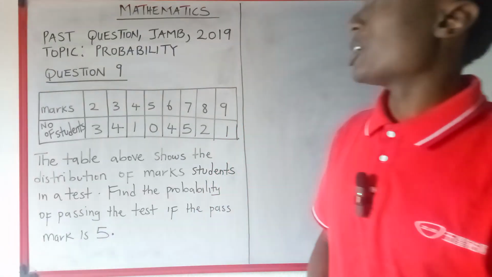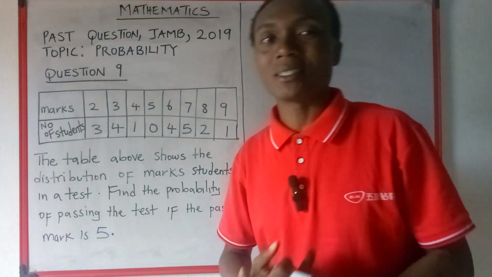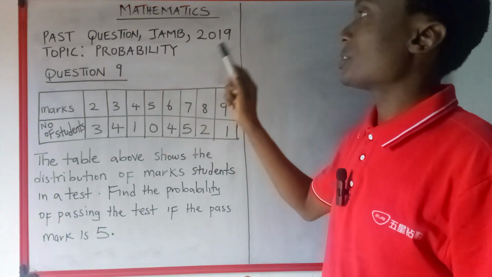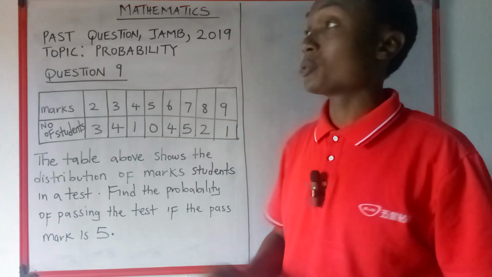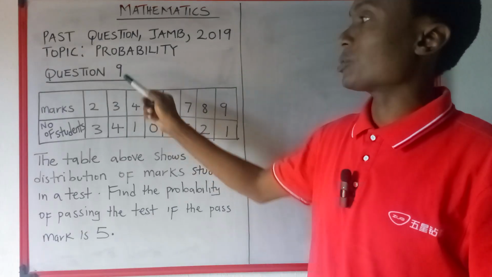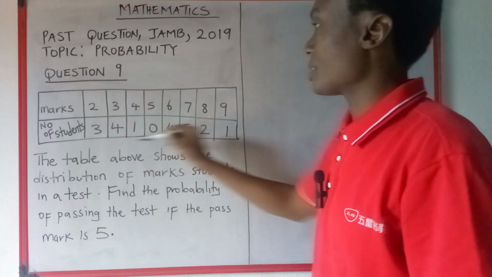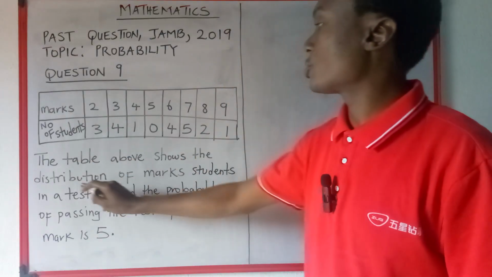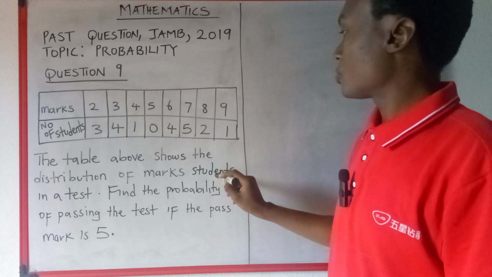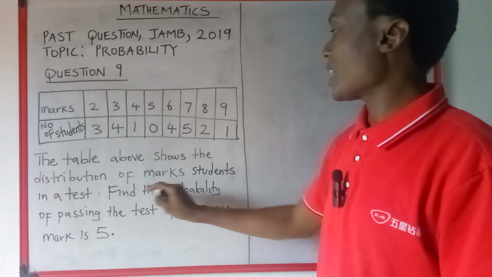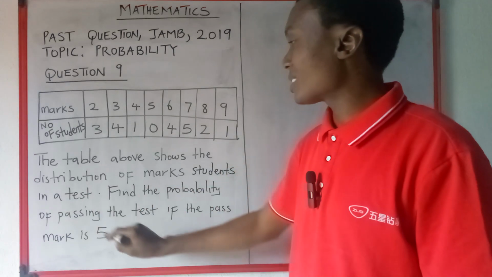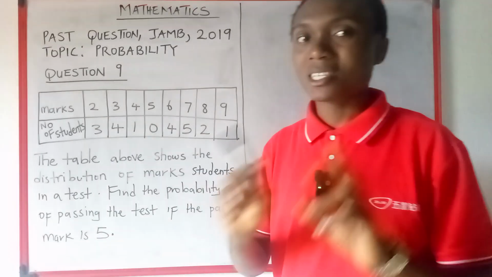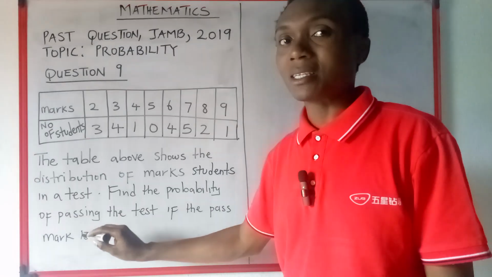So today I'll be taking you through maths, and today's topic is probability. This is a JAMB past question, 2019, question 9. A table is given there, and it says the table above shows the distribution of marks of students in a test. Find the probability of passing the test if the pass mark is 5. It's specified: if the pass mark is 5.